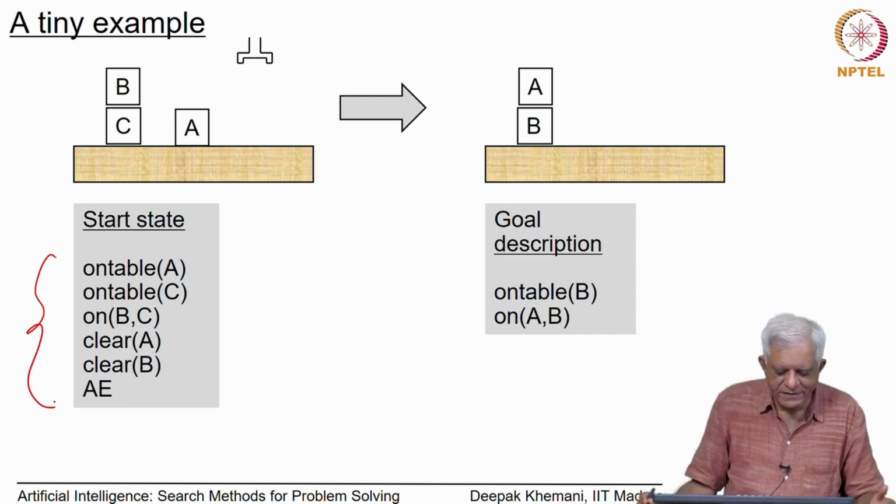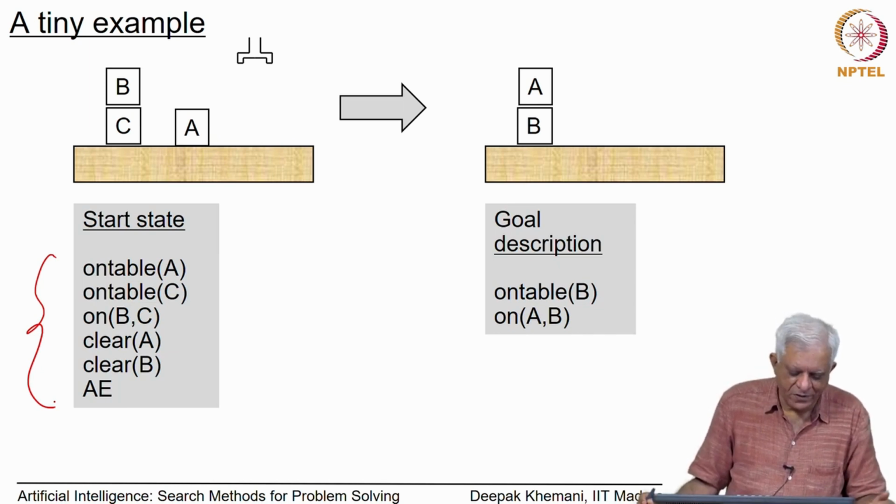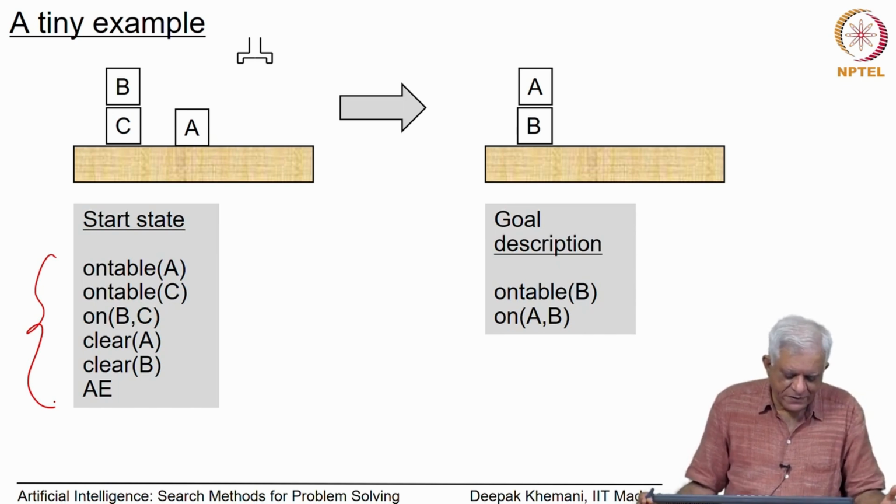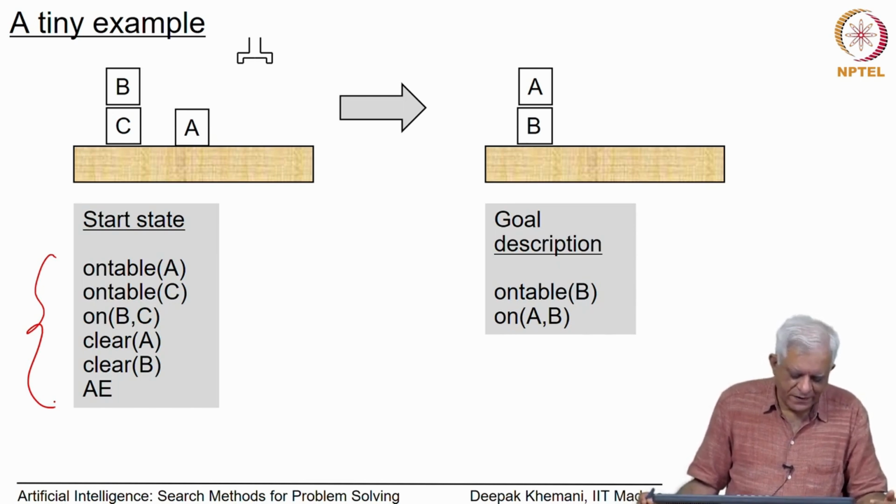These predicates are basically describing the diagram on the top, which says that A is on the table, C is on the table, B is on C, there is nothing on top of A and there is nothing on top of B, and the arm is empty.